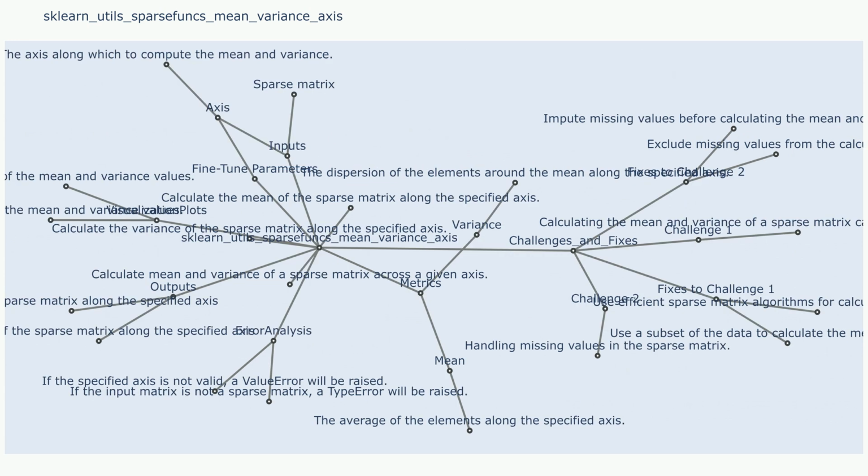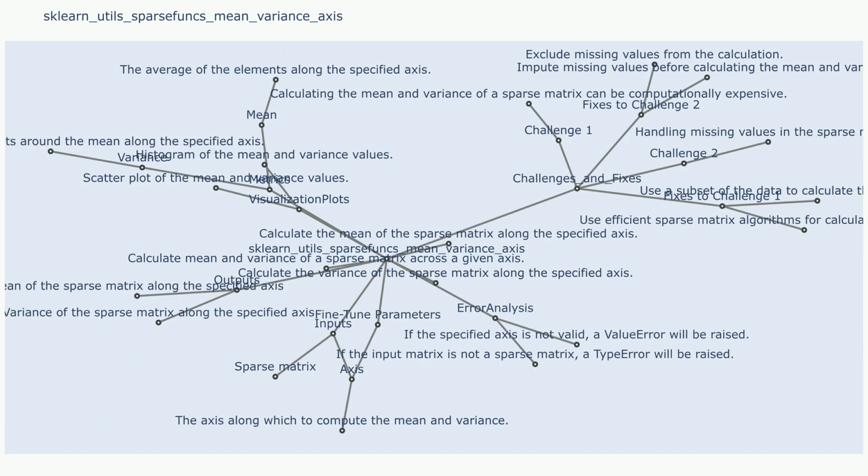Metrics. Efficiency: this function efficiently computes the mean and variance by exploiting sparsity. Accuracy: the computed mean and variance are accurate for sparse matrices.